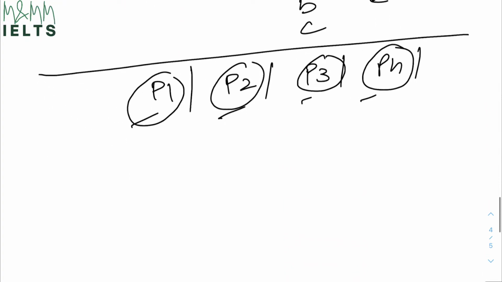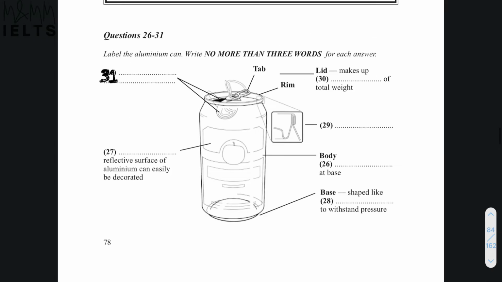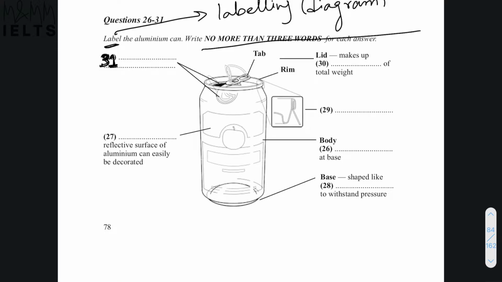Now let us do an actual question and see how we need to tackle this type of question. Now if you have a look here on your screen, I have this question, which is again a labeling question, very clear. It says label the aluminium can. So I know that this is a diagram labeling question, and it says no more than 3 words for each answer. Now if you have a look, there are no options. That's the reason I selected this IELTS real exam sample question.